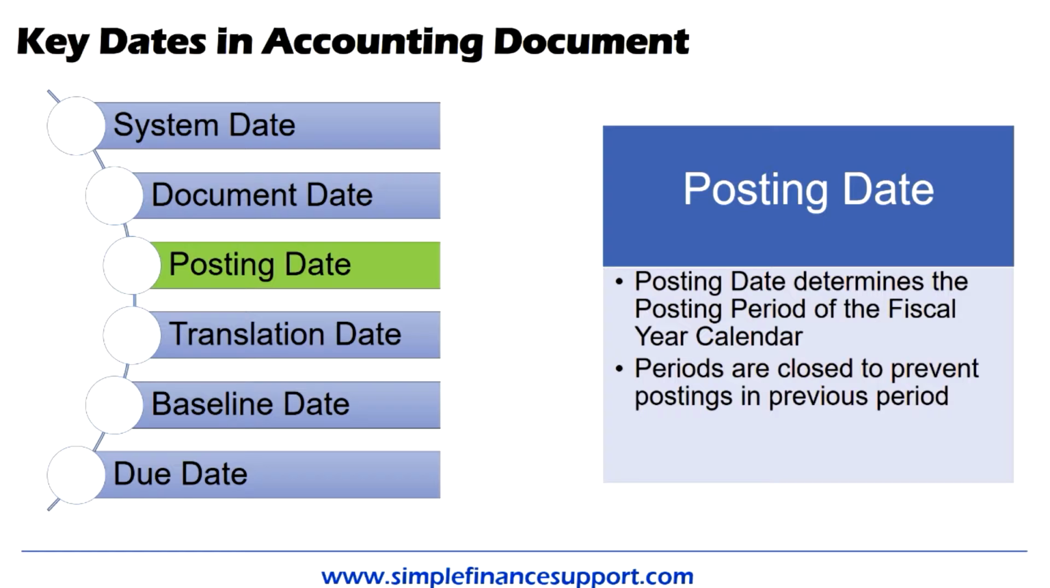Whereas the document date can be any date. It can be a future date or past date, whereas posting date cannot be like that. So if you go back, system date is always the current date. Document date can be any date. Posting date has to be a date of that particular period itself.